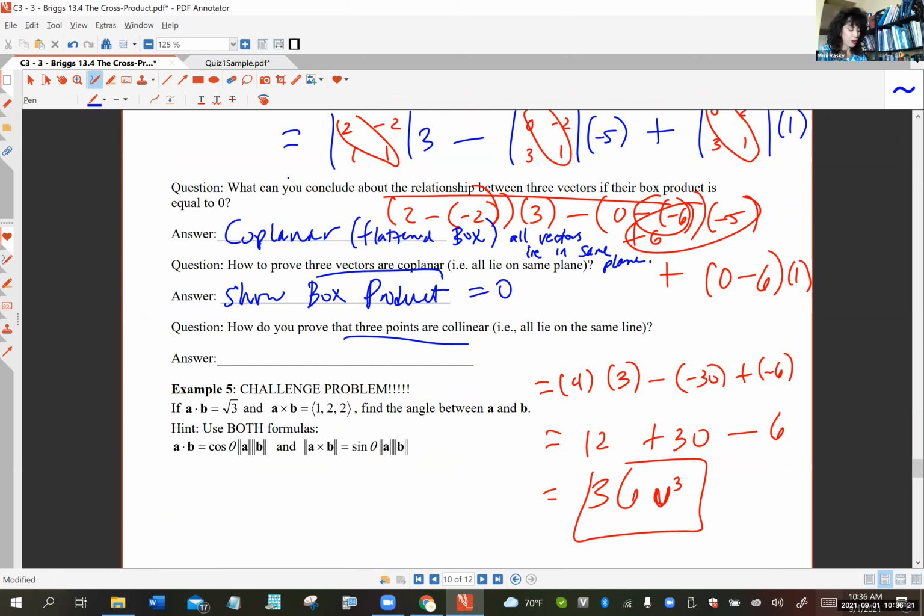Well, why? Because we're going to use a cross product. AB cross AC would equal the 0 vector. That's one way to prove that the vectors are parallel. And that was a theorem that we did last time.